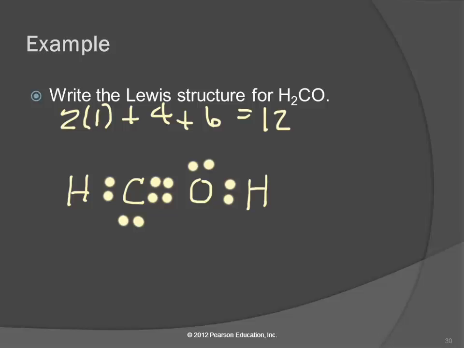Now does everybody have 8 except hydrogen with 2? Yeah, so we could rewrite this H, C, double bond, O, H, and put in lone pairs. That's actually not what this molecule looks like.